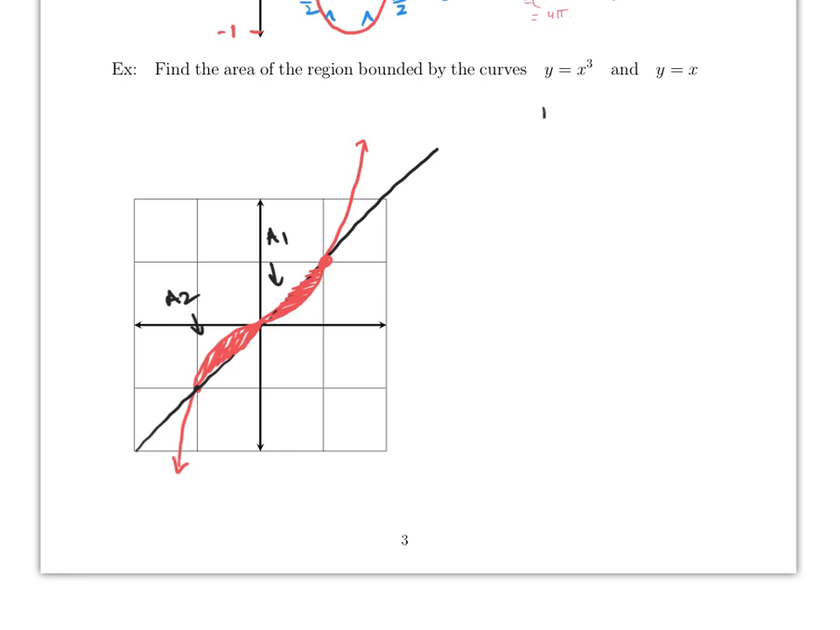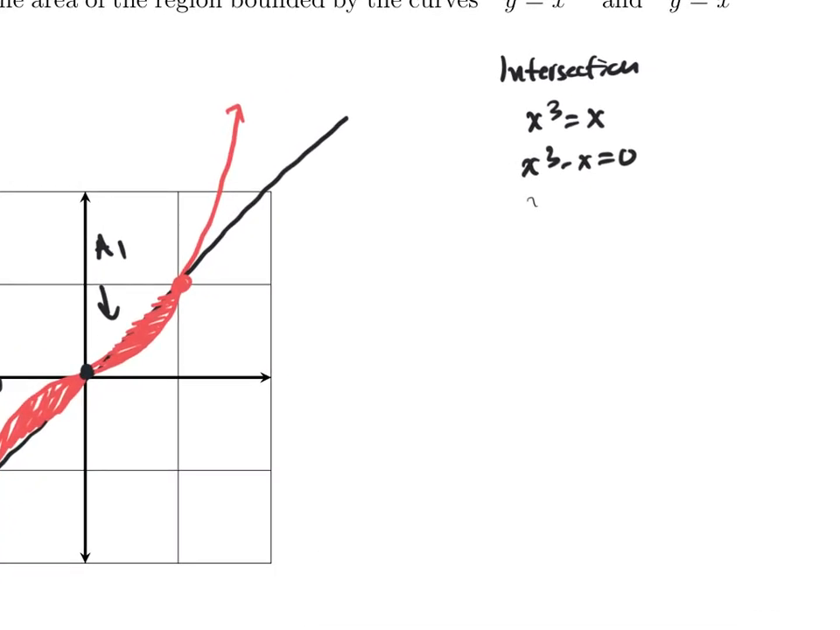So notice the intersection, let's just check that it is -1, 1, and 0 actually. You have x cubed should be equal to x, which means x cubed minus x should be 0. You can factor the x, so this is x squared minus 1 equals 0. This is x minus 1, x plus 1. So clearly the answers are 0, 1, -1, just like you can see in the graph. Okay.